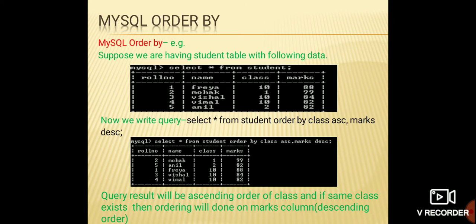Next example is according to descending order. If I want to display the class in ascending order, but the marks in descending order. The class you can see 1 is displayed, then 2, then class 10. For class 10 it will display marks in descending order, like 88 will display first, then 84 second, then 82 the third one. You can see here. So the query result will be in ascending order of class, and if the same class exists, then ordering will be done on the marks column in descending order.